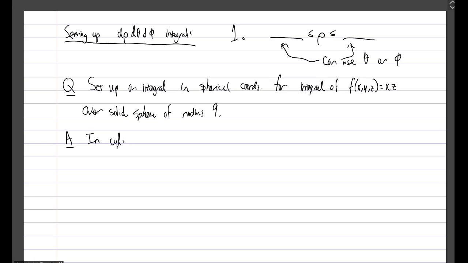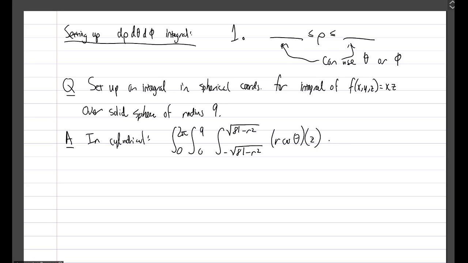Now, before we really get going, I would just like to comment that previously we discussed this problem and did this in cylindrical coordinates. So I just would like to recall an answer from a very recent class day. We had integral 0 to 2 pi, integral 0 to 9, integral negative root 81 minus r squared to root 81 minus r squared of r cosine theta times z, and then r dz dr d theta. So we had previously written it in cylindrical coordinates this way.